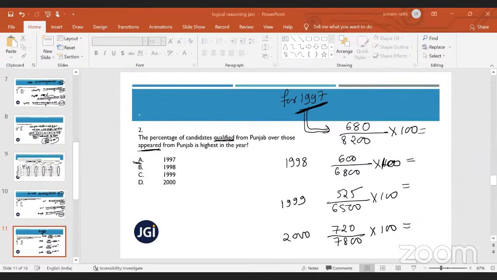So the zeros cancel. So 680 by 82, 680 by 82. Do the calculation. 8.29%. This is 8.82%. This is coming out 8.08%. And this one is coming out 9.23%. So which one is the highest?